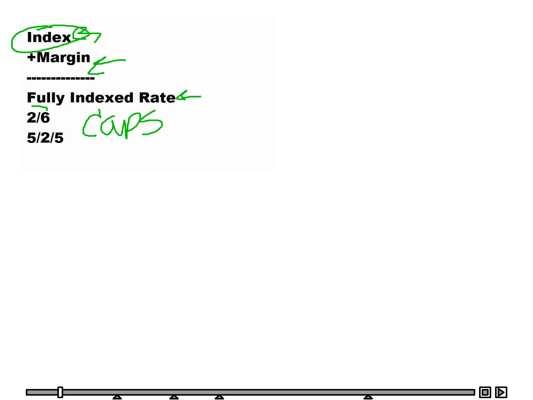So for example, in this 2-6, what that means is the 2 is the periodic cap and the 6 is the lifetime cap. So the interest rate on each adjustment cannot adjust more than 2% up or down from the previous interest rate. Over the life of the loan, the interest rate may not adjust over 6% above or below the initial start rate. So let's just go through a few examples.